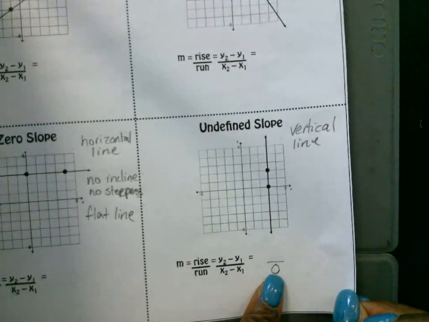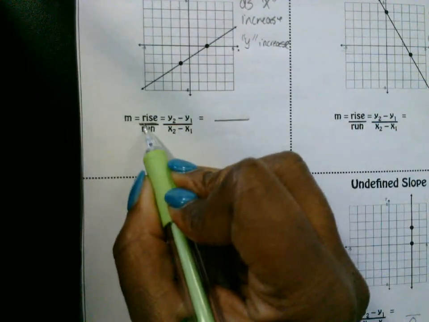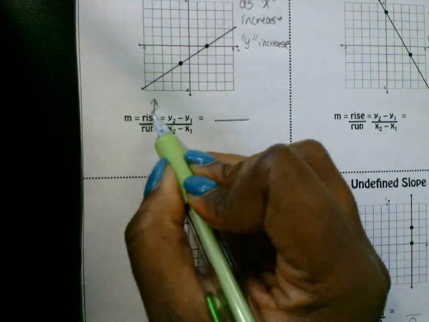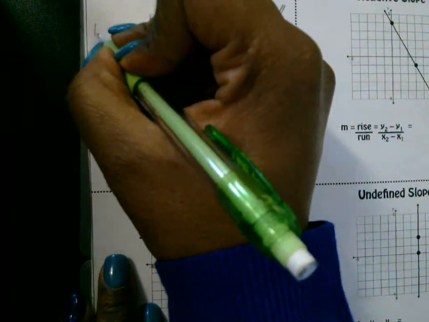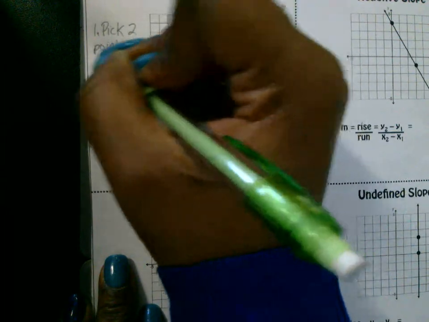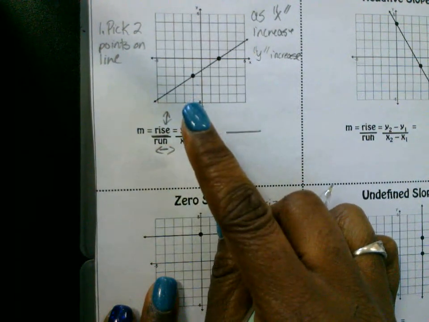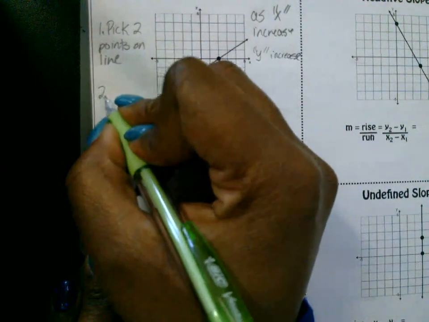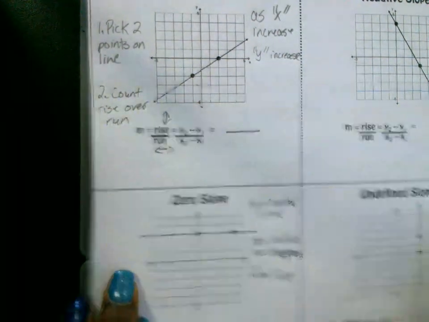All right, so now let's go and calculate slope by using rise over run. This is going to be so easy. Rise is going up or down. Run is going left to right. So this is how you do it. The first thing you're going to do is pick 2 points on the line. Then secondly, you're going to count the rise from one point to the other and then count your run. Rise over run. And that's it. It's just going to be that simple.